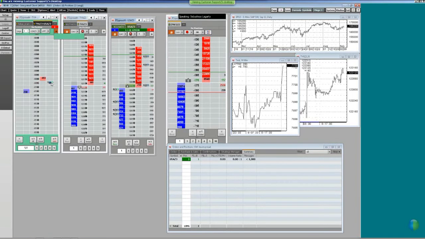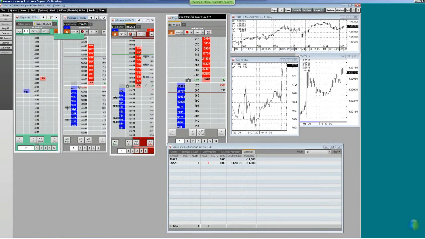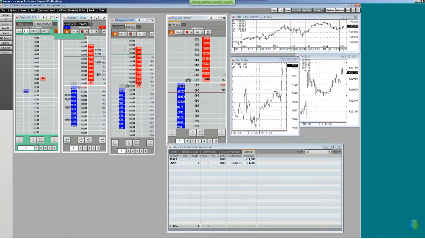My positions, where are they? Summary, right? Okay. Positions is going to be under summary. Currently, I'm flat. Okay. I have no open position. If I had an open position in an outright, I would see both my position at the top, the average fill price of that position.